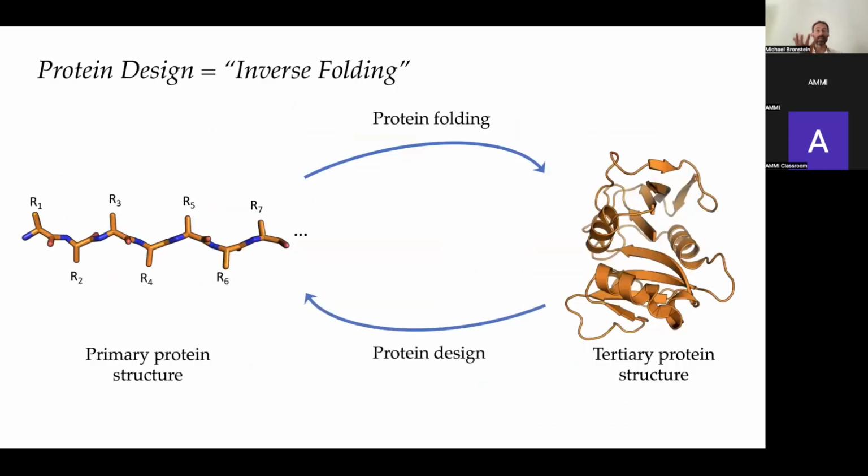Now, in order to design these kinds of drugs, right? This is a drug of a new type that is called a biological drug or a biologic. You need to solve, in a sense, an inverse folding problem.